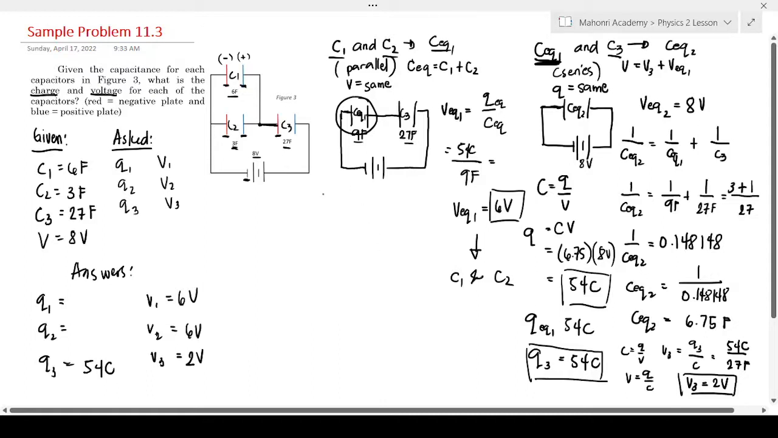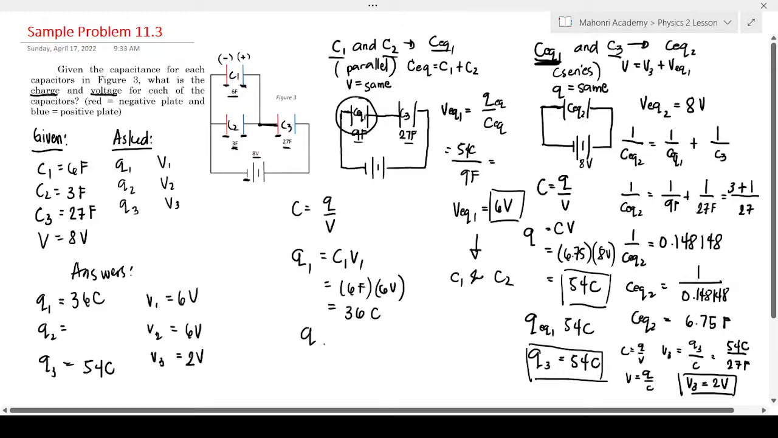Now that we know the voltage for our C1 and C2, we can actually measure for their Q. So Q is equal to C times V. So Q1 is just equal to the capacitance of 1 multiplied by the voltage of 1. The capacitance of 1 is 6 farads multiplied by the voltage of C1, which is 6 volts, which tells us that Q1 is actually 36 coulombs.